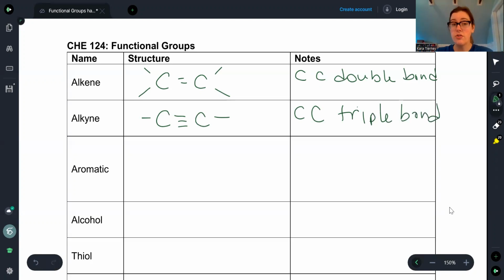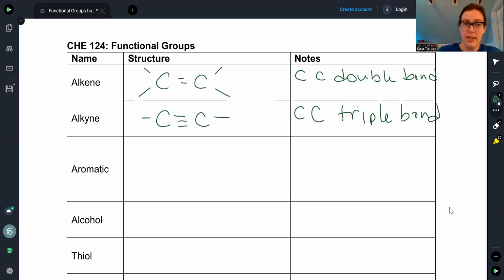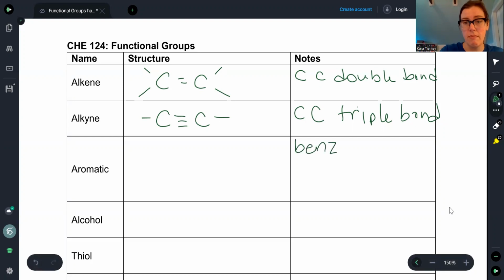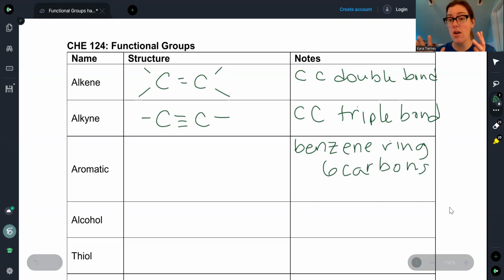Our last functional group that only involves carbons is called an aromatic group. Let me explain what we're about to draw, because this is the most complex of all the functional groups. This is called a benzene ring when it's by itself. Benzene ring. It's a ring of 6 carbons. And when this ring of 6 carbons is bonded to something else, now it's known as an aromatic functional group. But when it's just by itself, it's called a benzene ring.